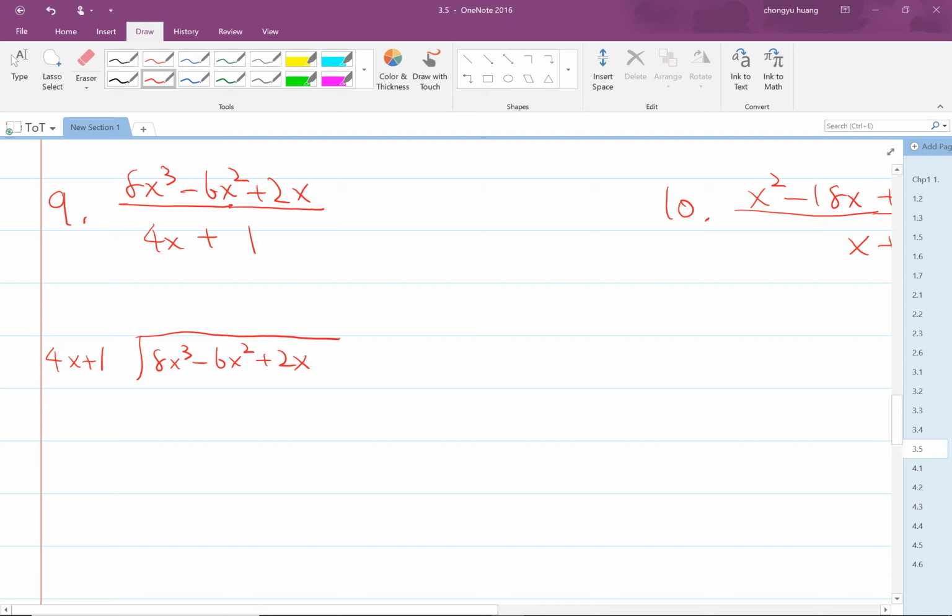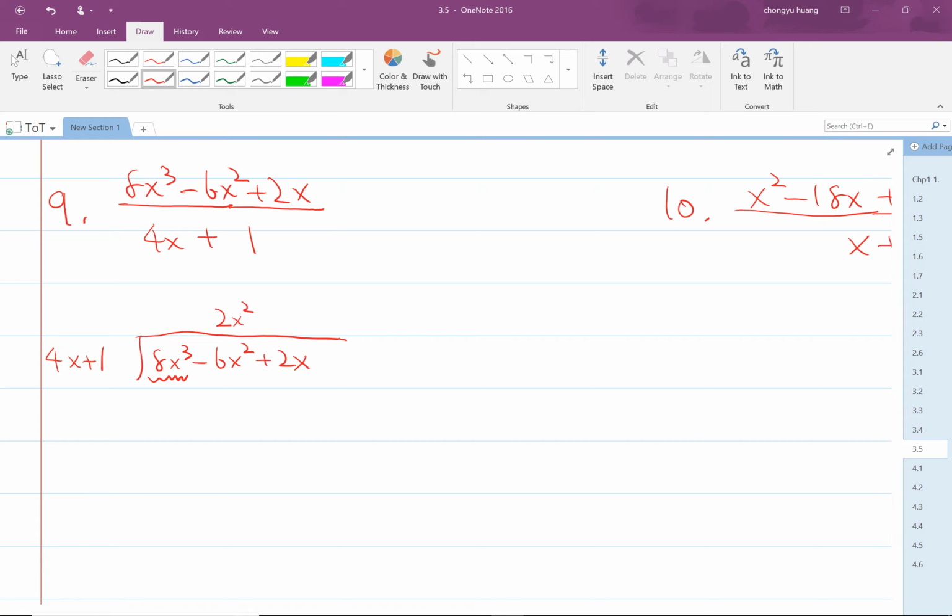So over here you have to multiply by 2x to the power 2, right? So we want to get rid of 8x to the power 3, so we basically multiply by 2x to the power 2. So actually, we have to write it down over here, 2x to the power 2.